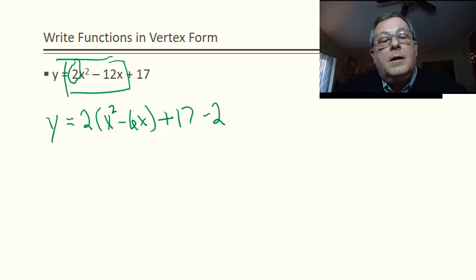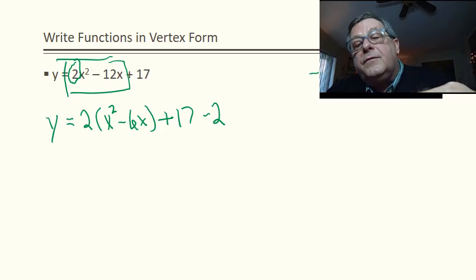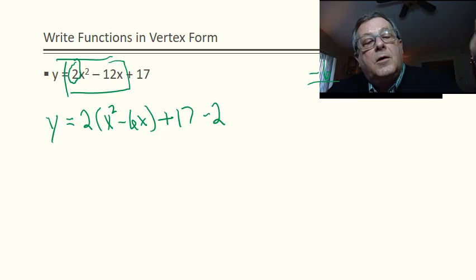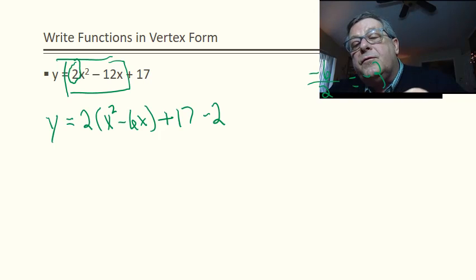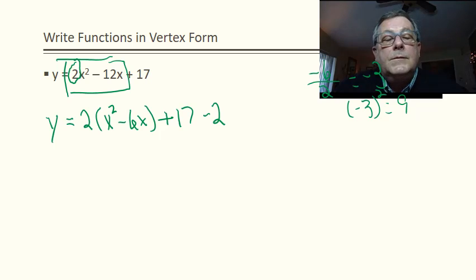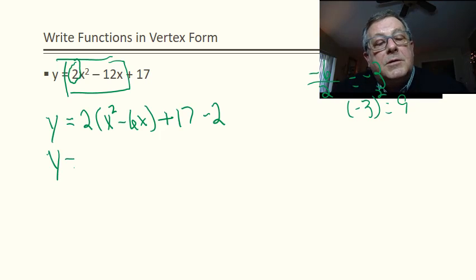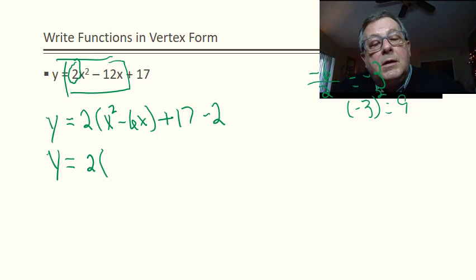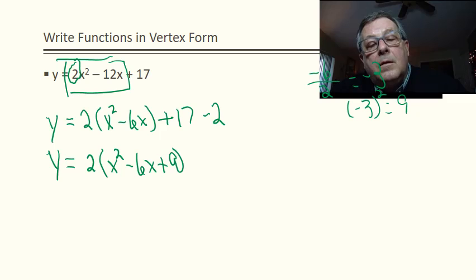All right. Now, let's look at completing the square. I've got negative 6, the linear coefficient b, divided by 2. That gives me negative 3, and negative 3 squared equals 9. All right, let's go to the next step. So I've got y equals 2 times (x squared minus 6x plus 9) plus 17.